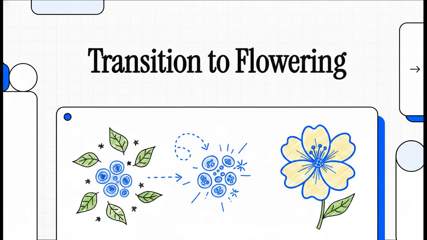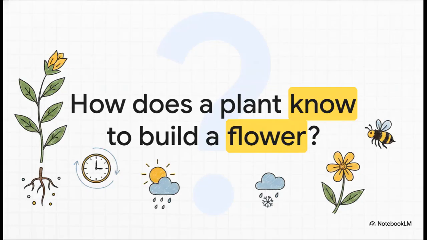So today, we're going to trace what you might call the biological hero's journey of a tiny, tiny cluster of stem cells. We're going to see exactly how it completely reprograms itself from endlessly churning out leaves to building a flower. But to understand this transition, we really have to start with one crucial question. How does a plant actually know when to make that switch?